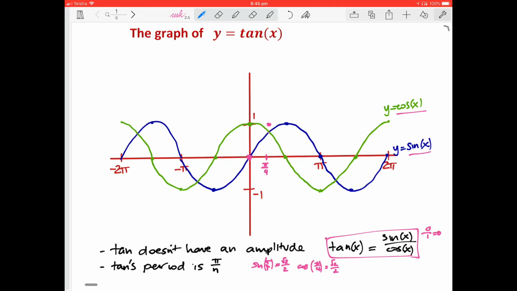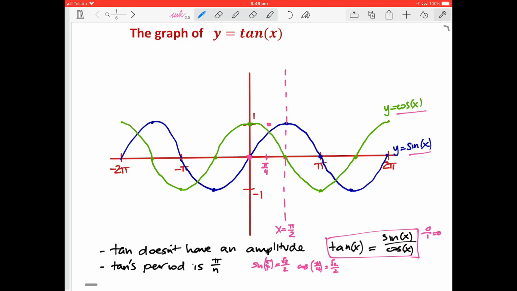Okay, what about when we get to pi on 2? Really should stop putting those dots there. Okay, so I've got sine, which in this case is 1, divided by cos, which is 0. What is 1 divided by 0? We can't do it. It's undefined. So we have to label that with an asymptote. So x equals pi on 2 is undefined.